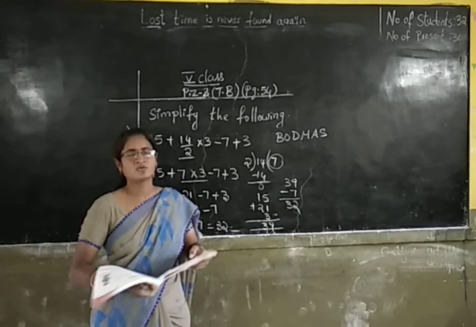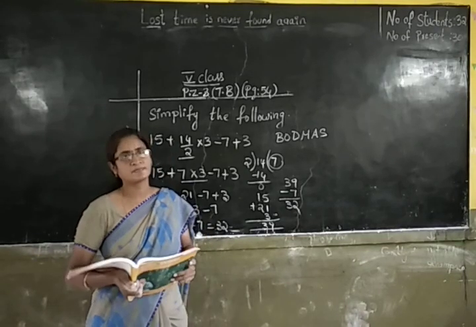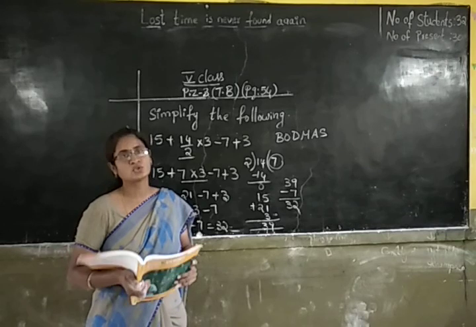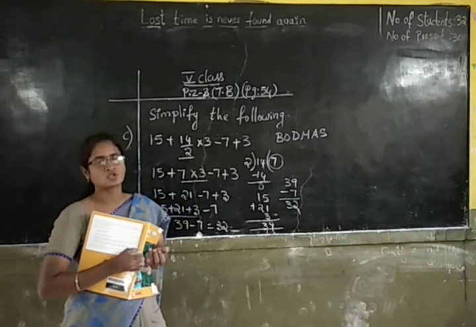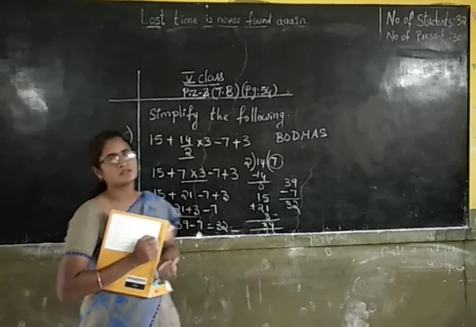So children, today's homework is you have to practice zone 2 and practice zone 3 in your rough book. Okay children, you have to do practice of practice zone 2 and practice zone 3 in your rough book.